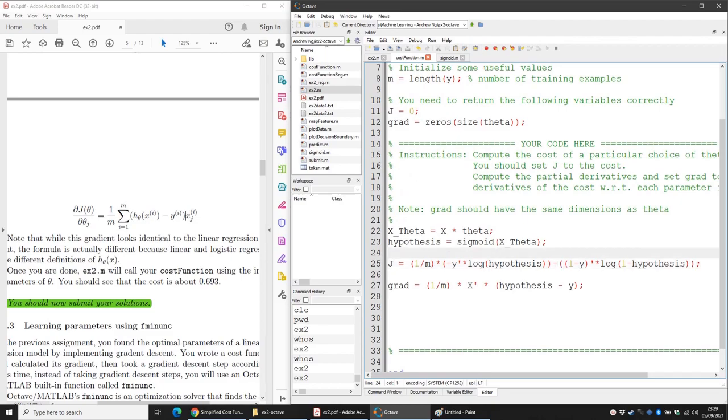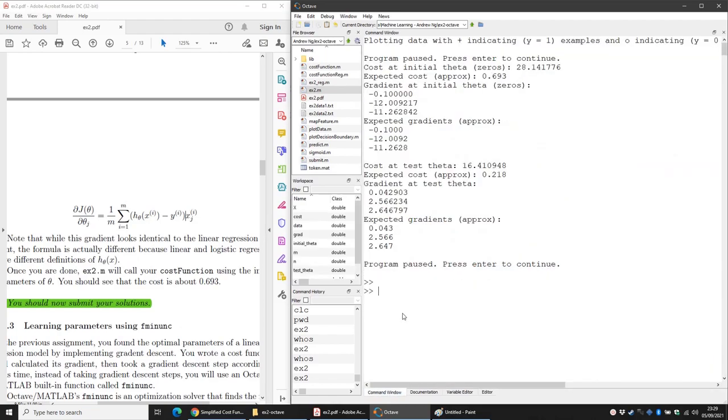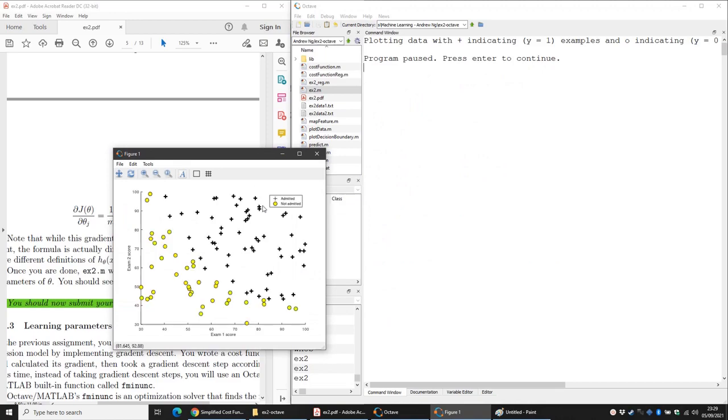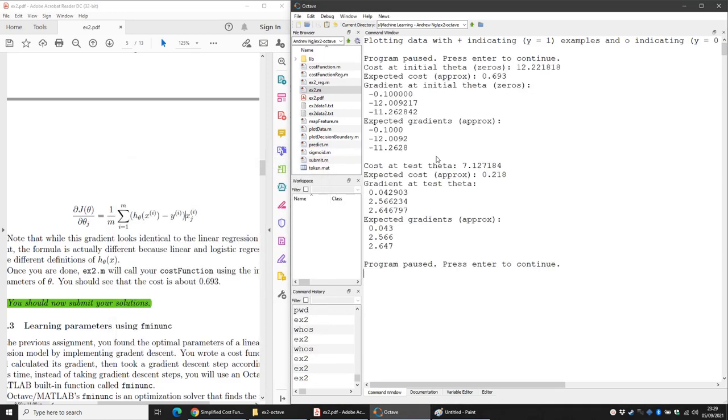You might have thought that this log means natural log, while Andrew was suggesting you use base 10 log. So let's use base 10 log just to show that that is not the case. Let me save this, go back to the command window, I'll quit this one and I'll run x2. Here we go. Yeah, you are fine. And then we hit enter. See, 12.22, but you need 0.693, 7.13, you need 0.218, right? So this should tell you that this doesn't work.